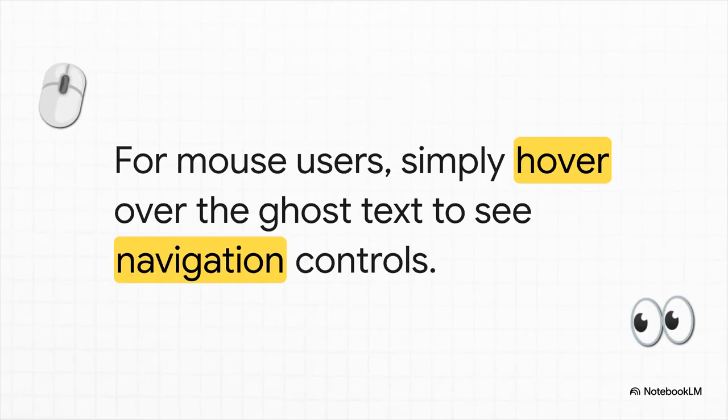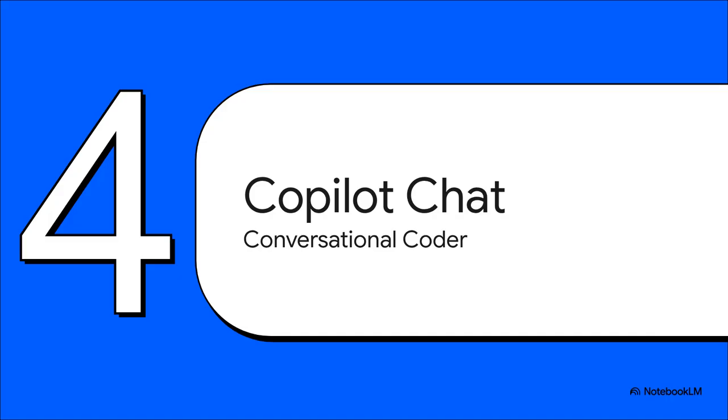And hey, for those of you who aren't huge fans of keyboard shortcuts, there's another way. Just move your mouse and hover over the ghost text. A little toolbar will pop up, and you can just click to cycle through the different suggestions. It's all about making sure you get the code you actually want. Now that inline code completion, that's just one half of the story, because Copilot also has this incredibly powerful chat feature that turns it from a silent assistant into a full-on conversational collaborator you can talk to.